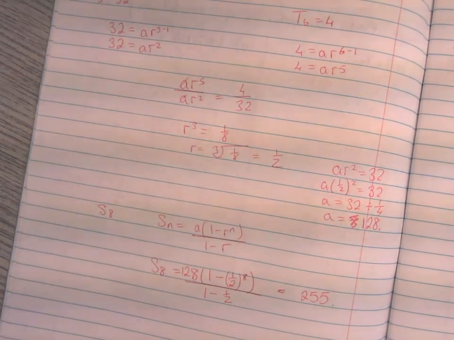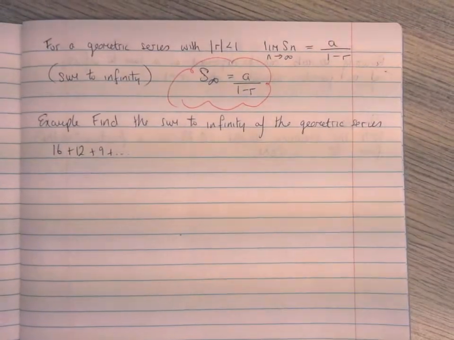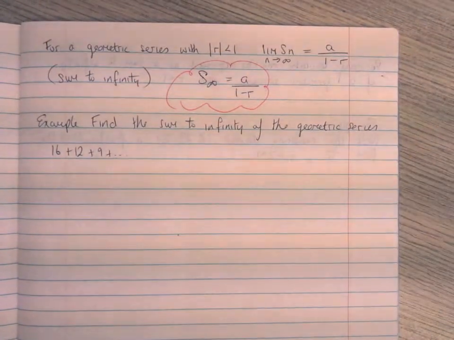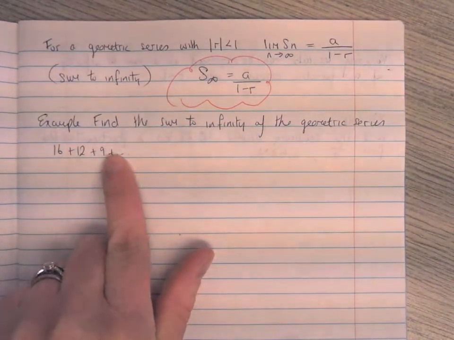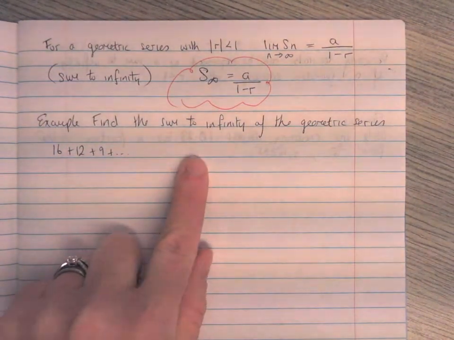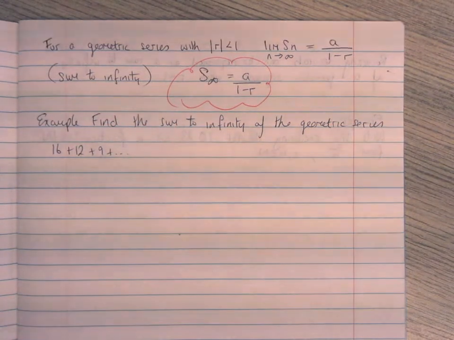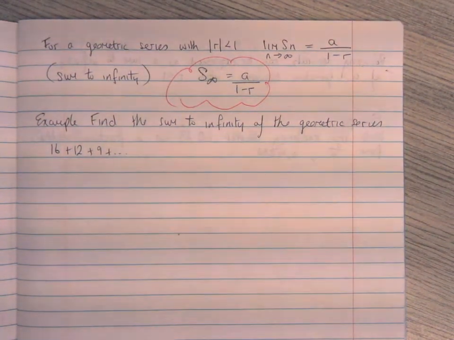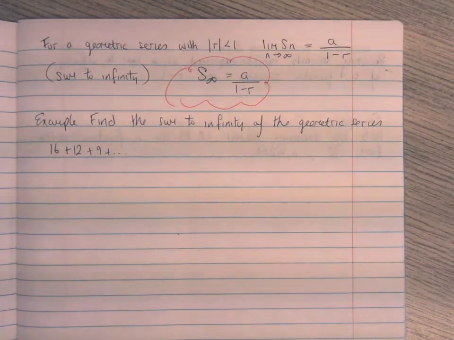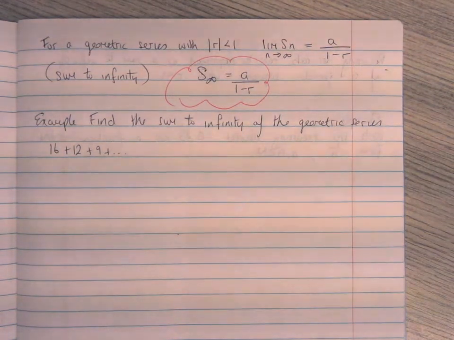Okay, so that's geometric. So then we're on to infinity. So there's only one formula, sum to infinity. So it just means for series that are getting smaller, they're going to go on forever. They're going to get smaller and smaller and smaller, but they're going to go on forever. So you're actually kind of able to sum them, because as they go on and on, they're so small that it doesn't really make that much difference.